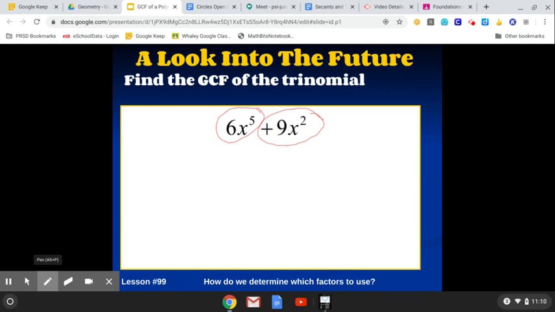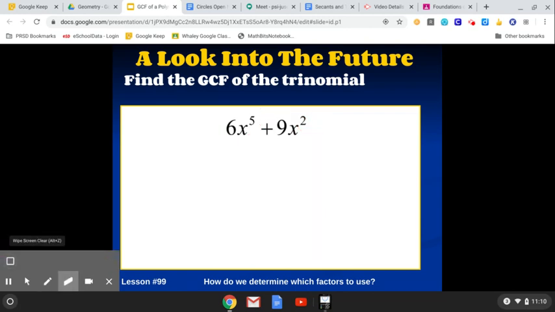Okay. Well, they both have a number that divides evenly into them. The biggest one is 3. They both have a variable in common. They both have x's. The one with the lowest exponent is x squared, so 3x squared is considered the GCF of this polynomial. That's all there is to it. So you're just taking a polynomial and separating it into its terms and finding the GCF of all of those. So once you do that step, it is kind of like what you did yesterday.